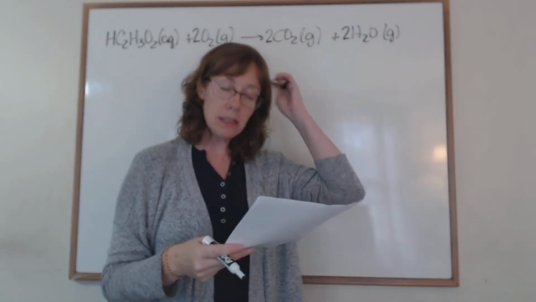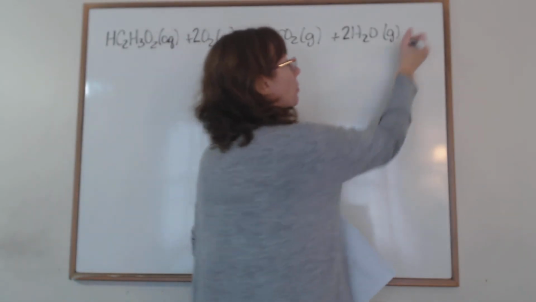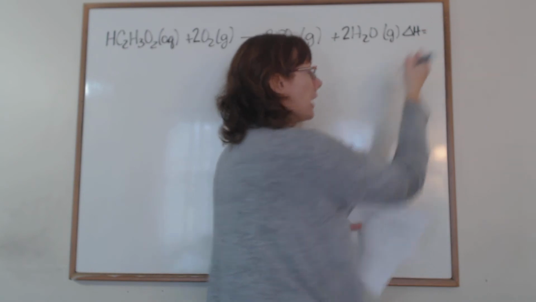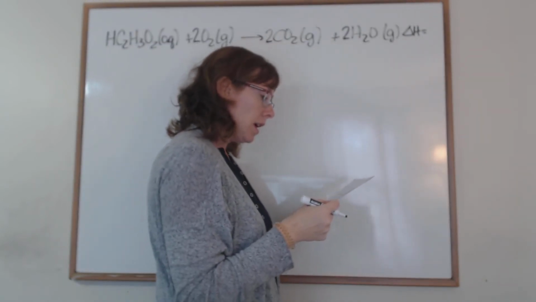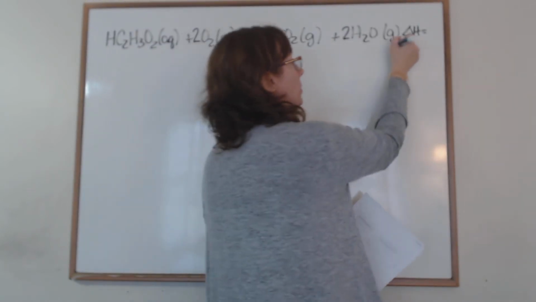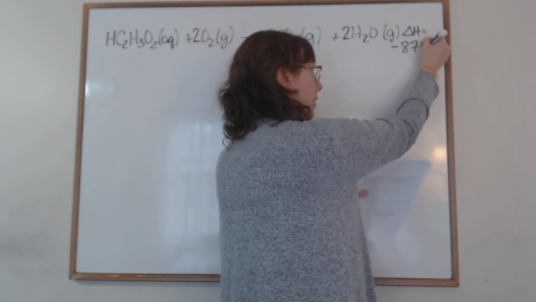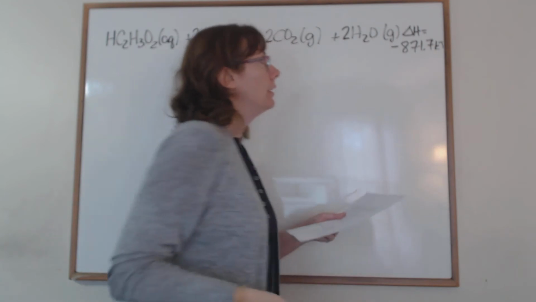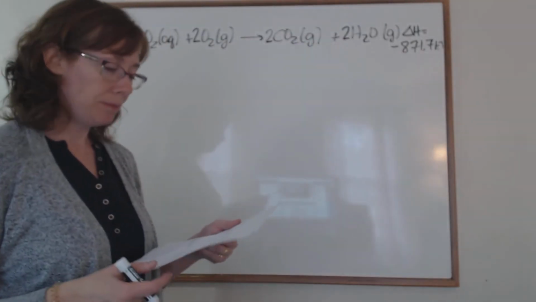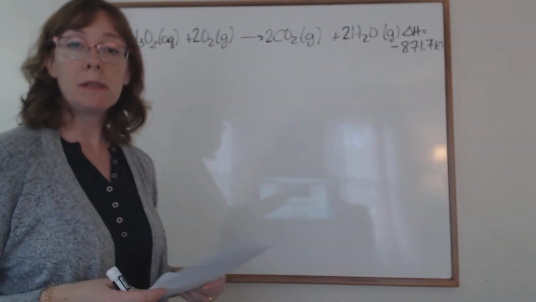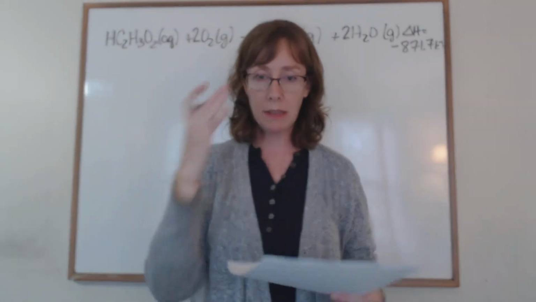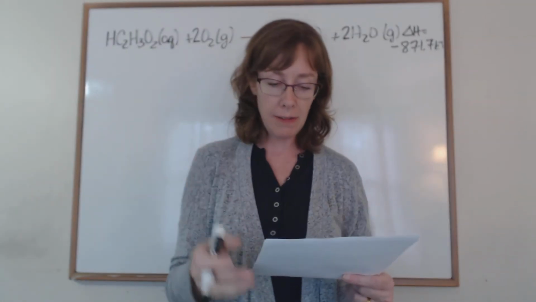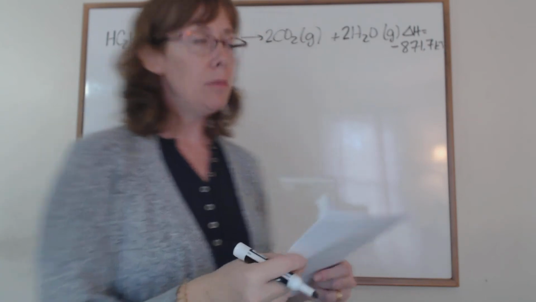This asks for a balanced thermochemical equation, which means it must contain the delta H to the right. And it releases this much heat, which means it's exothermic. So I need to have the sign as negative. Right there, negative 871.7. If it was positive, it would have said something like absorbs this amount of heat or requires this amount of heat. Draw an enthalpy diagram.